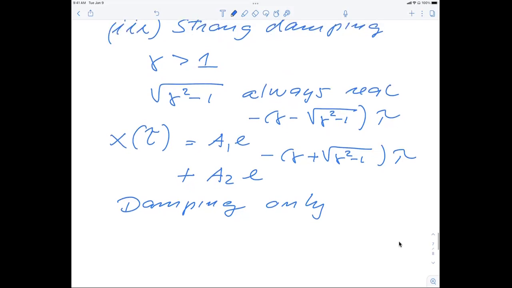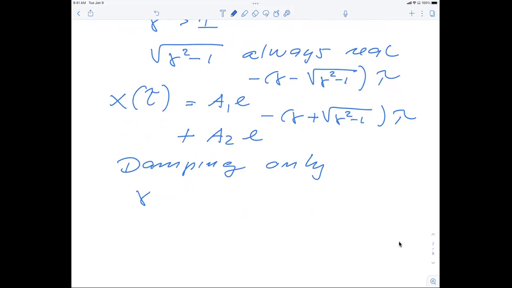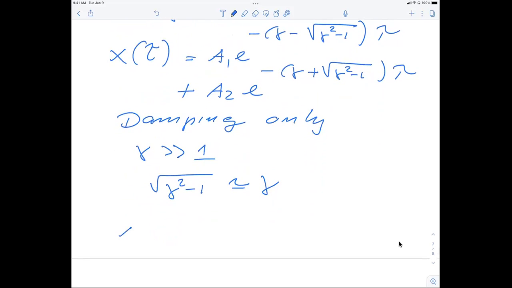So in our case, we could now take a look at a situation where gamma is much, much larger than 1. So let's suppose that. If that is the case, then gamma squared minus 1 is normally close to gamma. We can neglect 1. That means again that when we look at the solution, we are going to get an x of tau, which is approximately equal to A1, and then we have 0 argument in the first one, plus an A2 of E to the minus 2 gamma of tau.